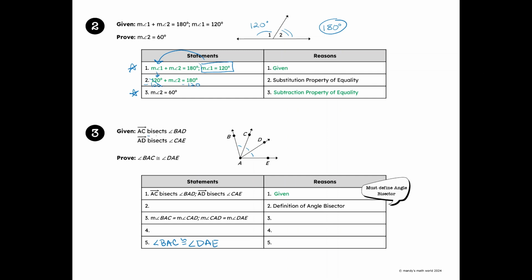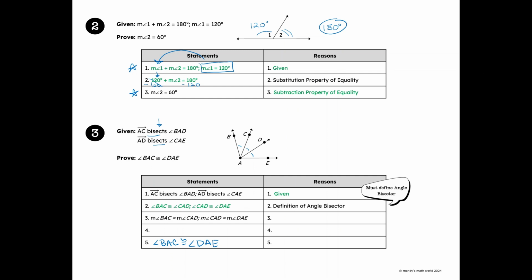Okay. Again, we're given a vocabulary word here. Bisects. Because we're given a vocabulary word, let's define it. The definition of an angle bisector tells us that, okay, if ray AC bisects that angle, then that means angle BAC is congruent to CAD, not the measure, just the angle, right? Measures are equal, angles are congruent. So angle BAC is congruent to angle CAD, and angle CAD is congruent to angle DAE.